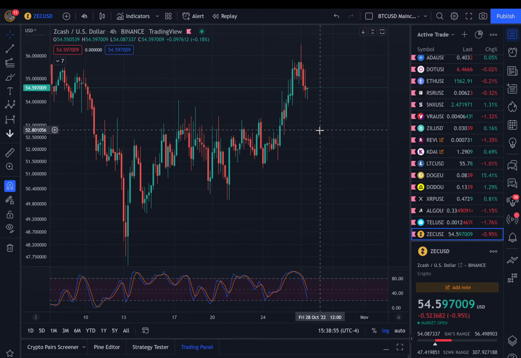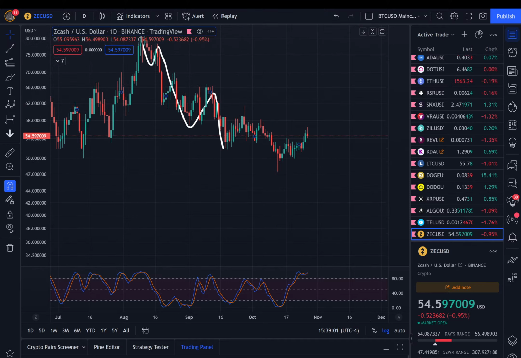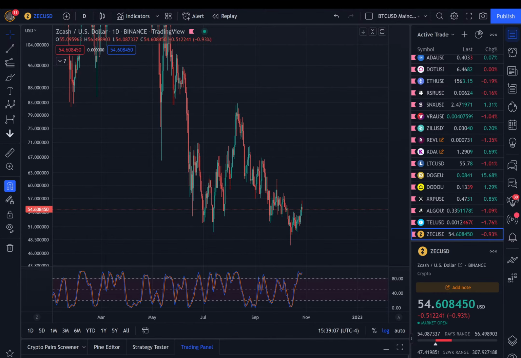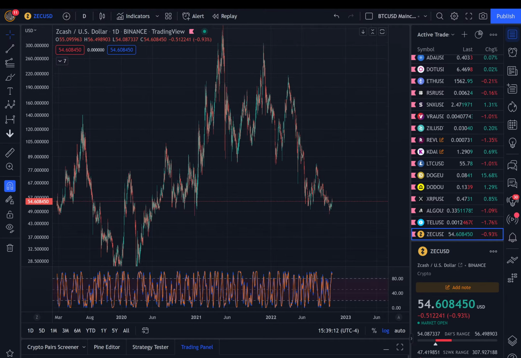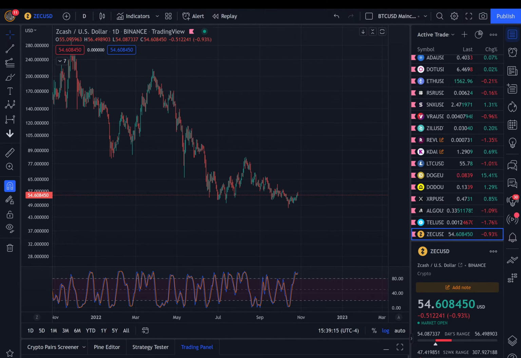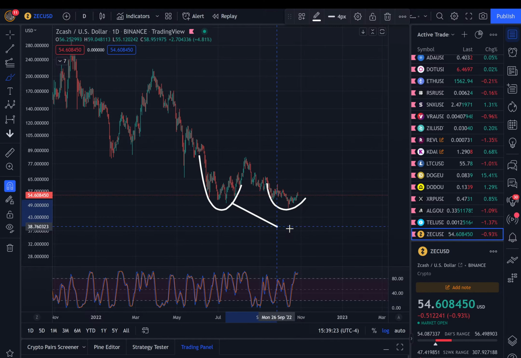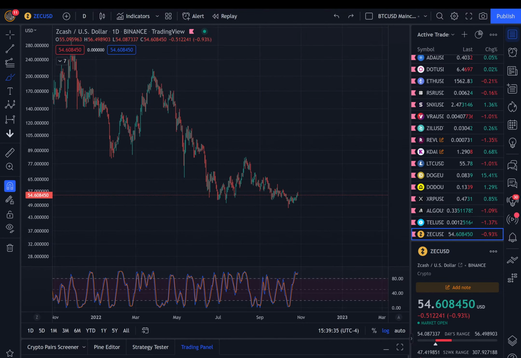All right, let's see. Zcash. High time frame. Ooh, messy chart. I don't like messy charts. Okay, let's just focus on this. Looks like it's going to be a nice W pattern. This is one vertex. This is the second vertex. I see some bullish divergence. I gotta go on the week. Let's try that again.